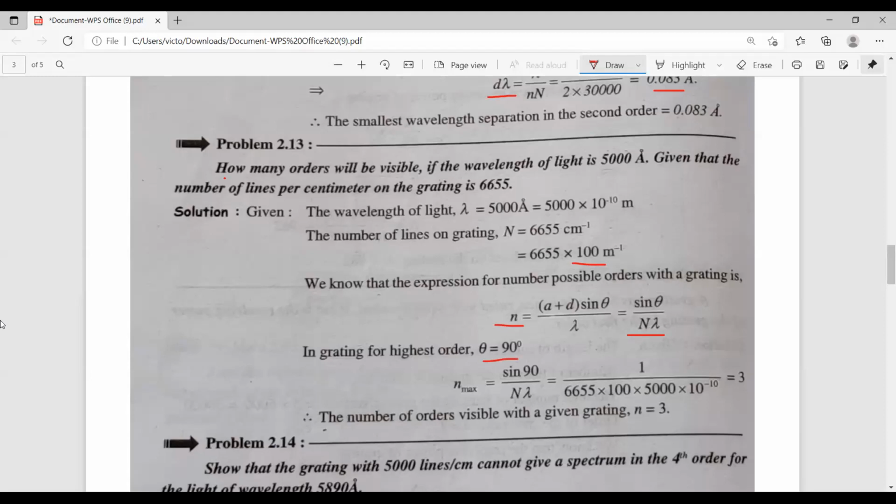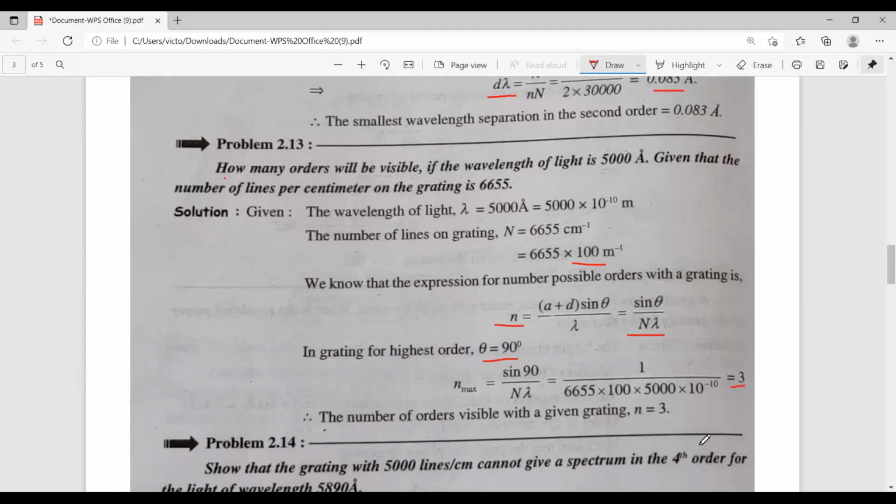Up to 90 degrees. So N maximum is equal to, here substitute the theta value 90. So sin 90 is equal to capital N by lambda. So what is N here? Number of lines per centimeter, and it is also converted into meters. So 6655 into 100, and the lambda value is 5000 into 10 power minus 10.